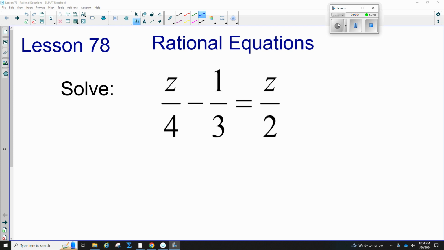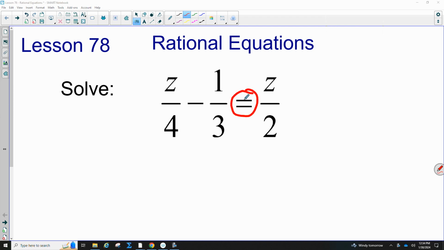Rational equations. All right, lesson 78 is rational equations. Rational is like fractions. Sometimes it means we have x in the denominator or like x plus 1 in the denominator. People confuse this with adding, okay? So the main thing you need to notice is there is an equals sign, okay?